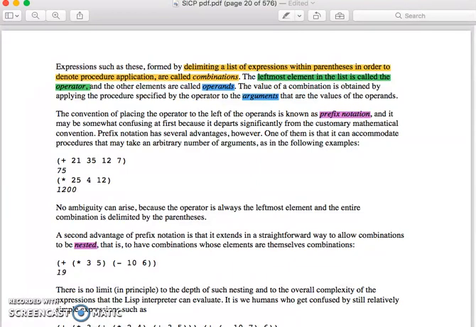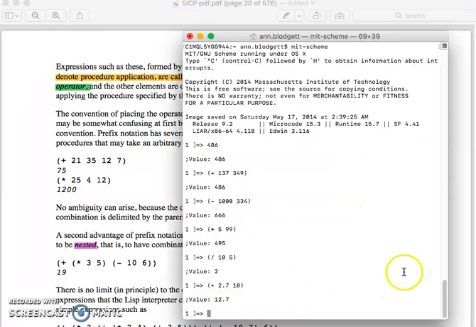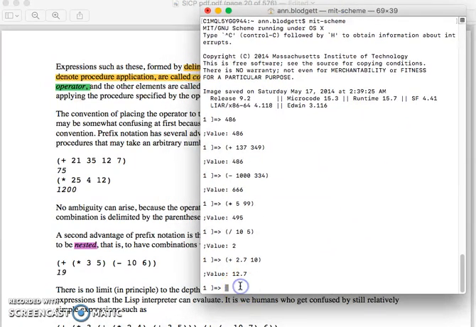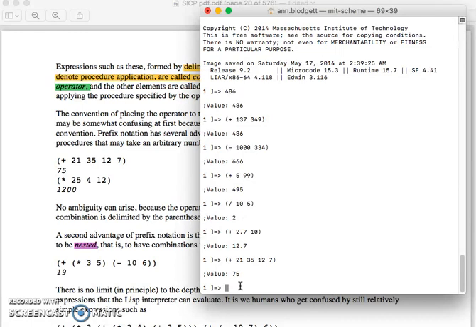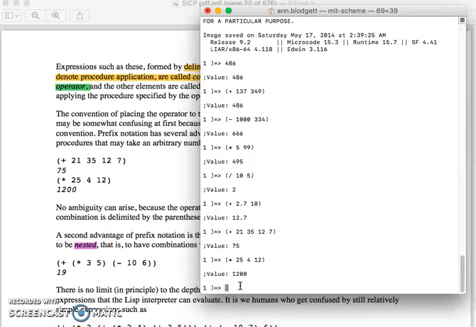The convention of placing the operator to the left of the operands is known as prefix notation, and it may be somewhat confusing at first because it departs significantly from the customary mathematical convention. Prefix notation has several advantages, however. One of them is that it can accommodate procedures that may take an arbitrary number of arguments, as in the following examples. So we can add 21, 35, 12, and 7, and we get 75. And we can multiply 25, 4, and 12, and we get 1,200.